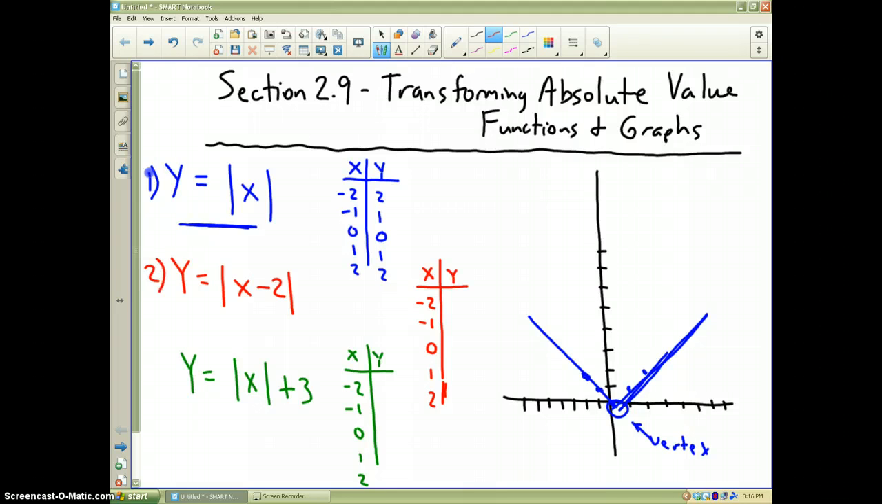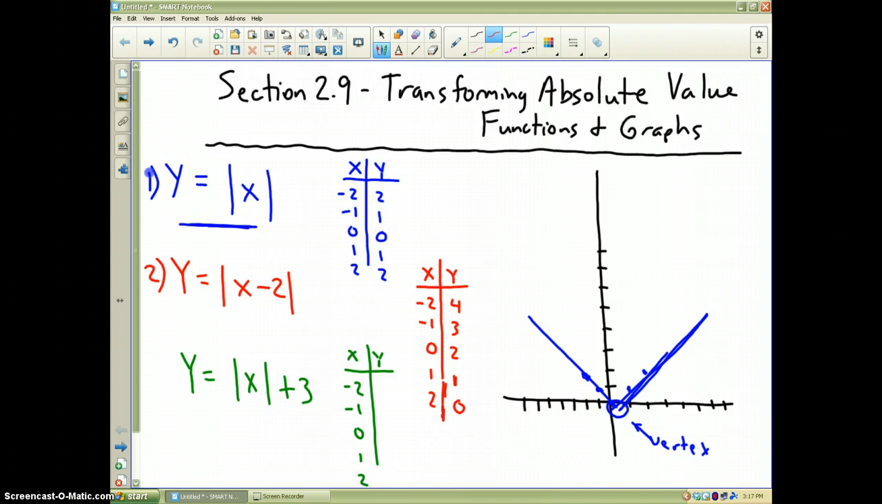Y equals absolute value of x minus 2. If I plug -2 in for x, I get -2 minus 2, which is -4, which turns out to be +4. If I plug in -1 for x, -1 minus 2 is -3, which turns out to be +3. If I put 0 in there, 0 minus 2 is -2. It turns out to be 2. And if I put 1 in there, 1 minus 2 turns out to be -1, which turns out to be +1. And 2 minus 2 turns out to be 0.